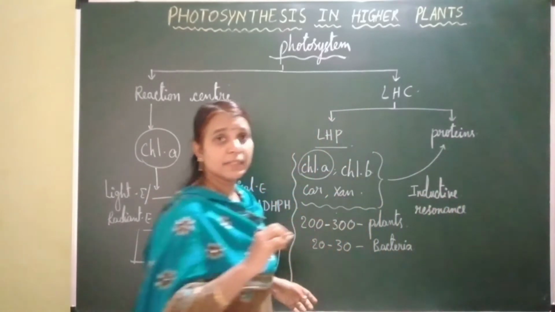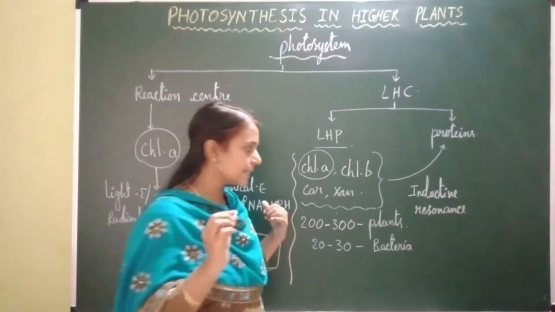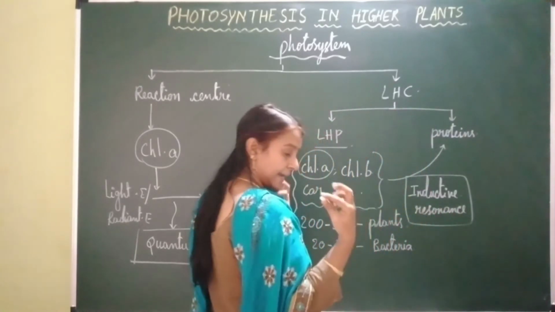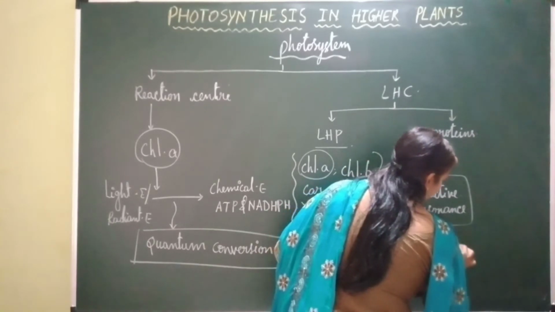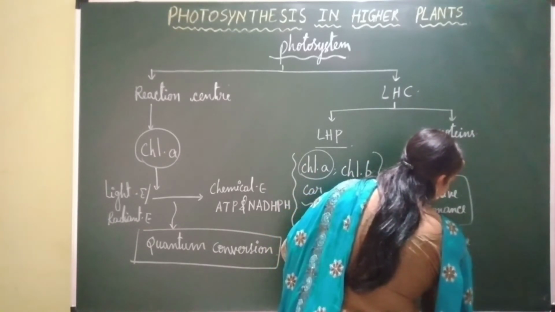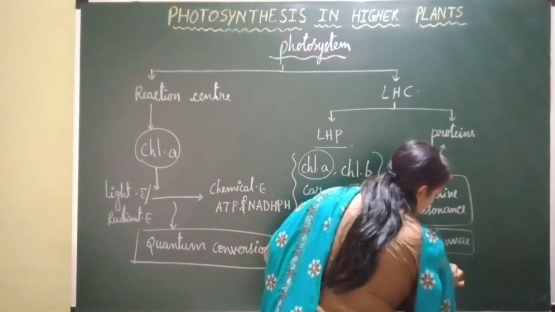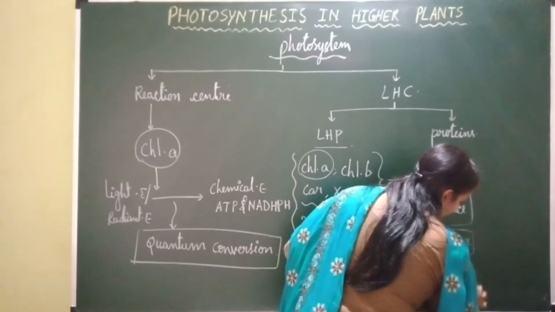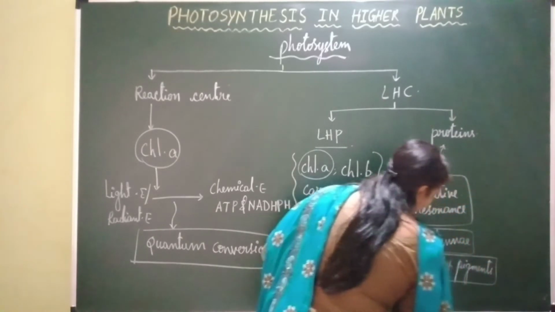These light harvesting pigments are also called antennae, because like antennae they absorb different wavelengths of sunlight. They are also called accessory pigments because they assist chlorophyll A, and they are also called shield pigments.